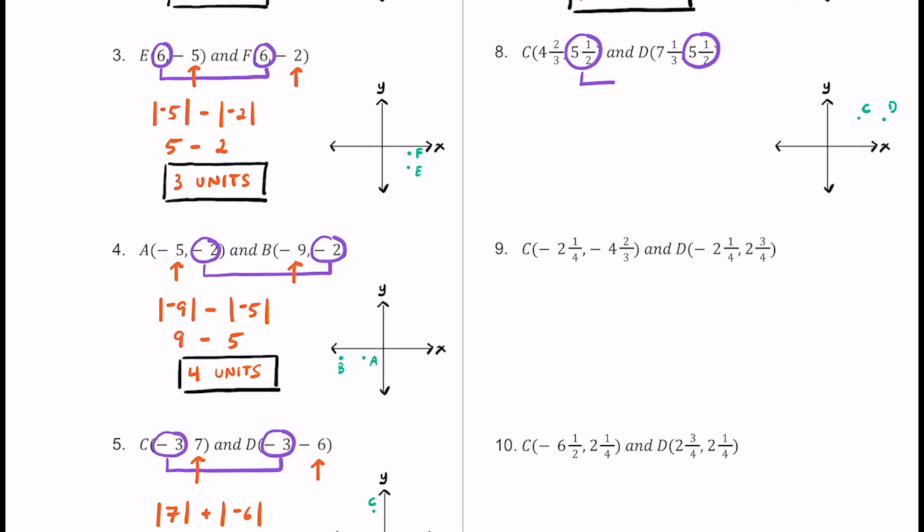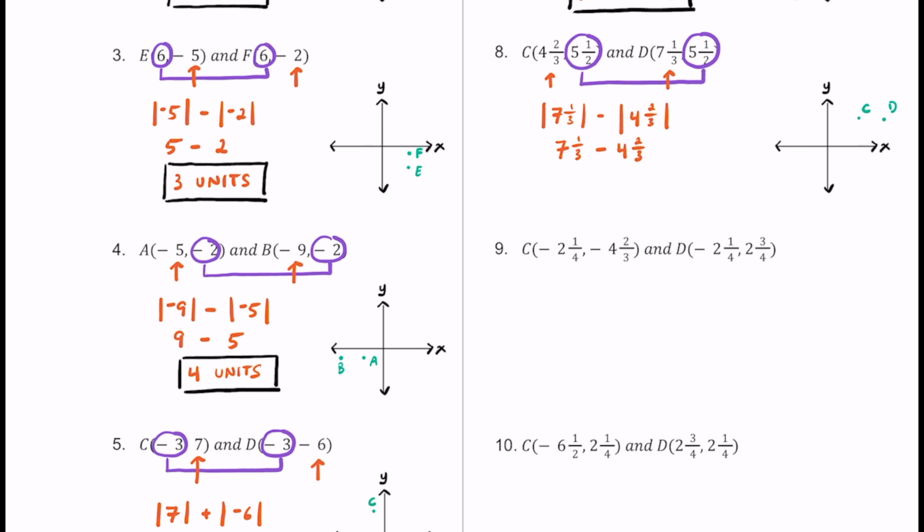So again, they have matching Y values, so we know they're left and right of each other, so we can just focus on finding the distance between this 4 2/3 and 7 1/3. Okay, so they're in the same quadrant, so we're going to subtract their absolute values. So the absolute value of 7 1/3, and we're going to go ahead and take away the absolute value of 4 2/3. Now the absolute value of 7 1/3 is just 7 1/3, and the absolute value of 4 2/3 is going to be 4 2/3.